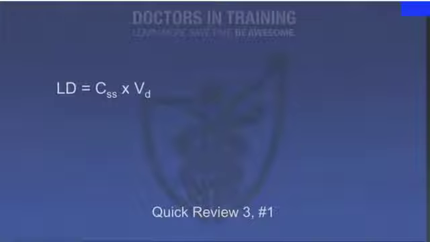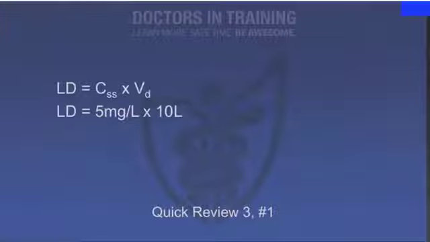Let's go through the answers to quick review number 3. Number 1, you need to start your patient on continuous IV infusion of drug Y, which has a volume of distribution of 10 liters in this particular patient. What is the loading dose required to achieve a plasma concentration of 5 milligrams per liter? So in order to achieve this calculation, you need to know the equation, one of the 4 important pharmacokinetic equations. This particular one is loading dose is equal to concentration at steady state times the volume of distribution.